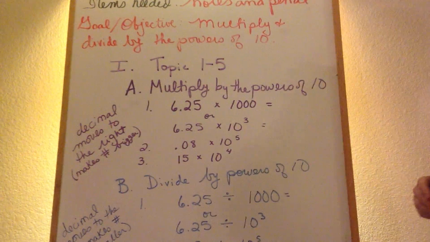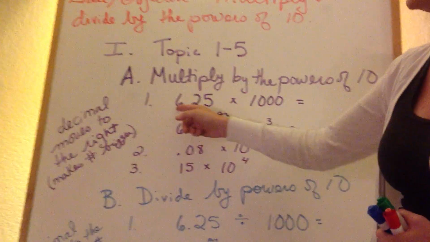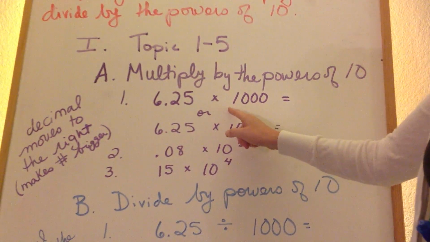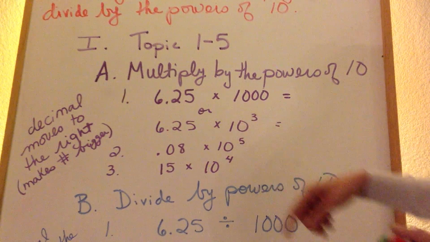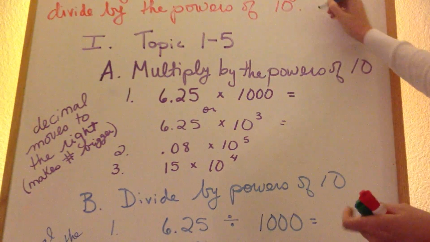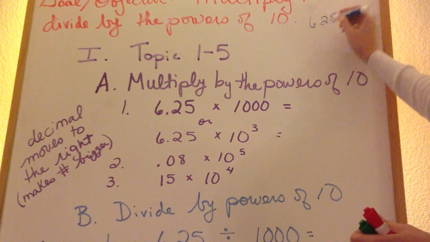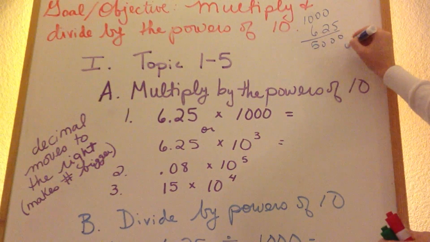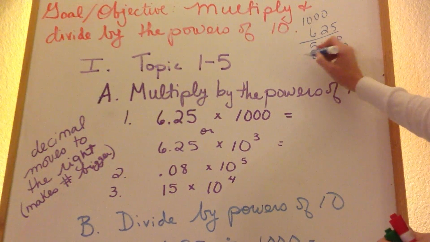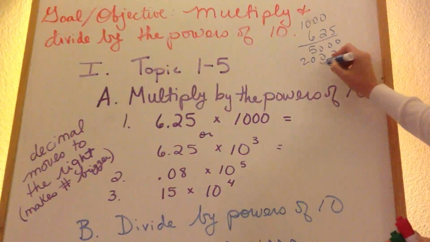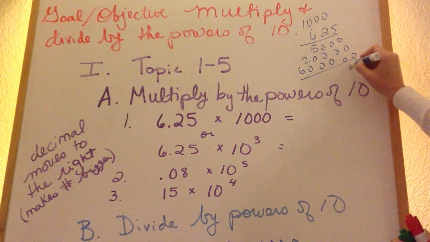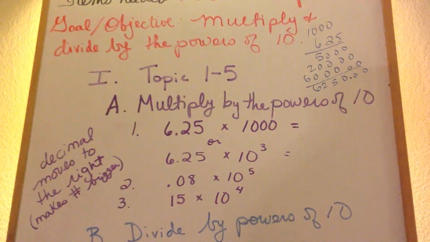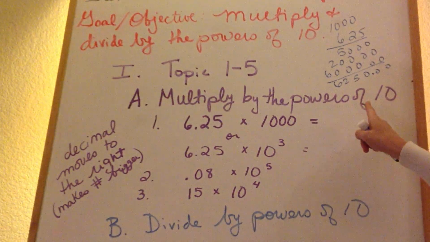of 10. So I have this first number here, 6 and 25 hundredths, and I'm going to multiply that by 1,000. Well, instead of doing it the old way, where we take 6.25 and multiply it by 1,000, we have to do all this work, and we're moving things over, and we have these decimals and these placeholders, and we're adding, and there's so many places where we can make a mistake. Instead, we're going to multiply by the power of 10.